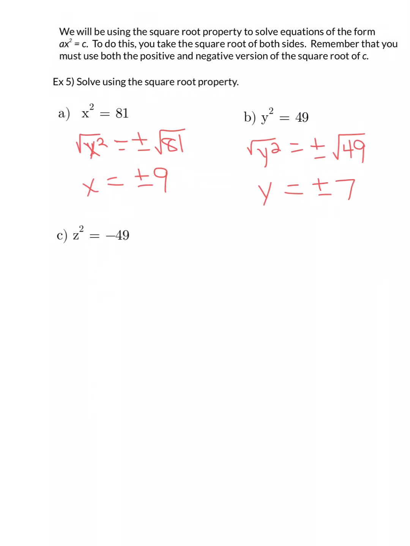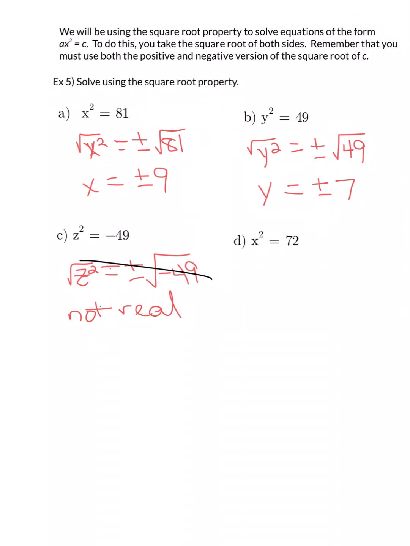On our next example, we have z squared equals negative 49. If we do the square root of both sides, we would have plus or minus the square root of negative 49. But there is no number that you can square and get a negative answer. So what we say when there is a negative inside the square root is that this is not real.